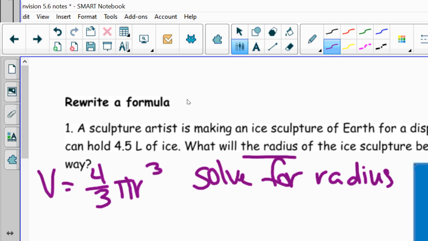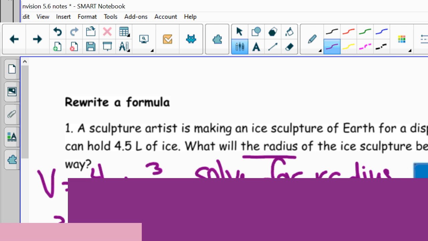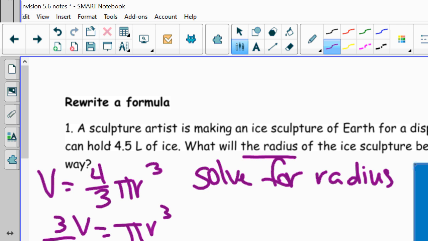So I need to get rid of my 4/3 pi. To get rid of the 4/3, flip and multiply. So really I have 3/4 v equals pi r cubed. Divide by pi, so I get 3v over 4 pi equals r cubed. And then take the cube root of both sides. So our radius is equal to the cube root of 3v divided by 4 pi. So there's the formula for the radius.